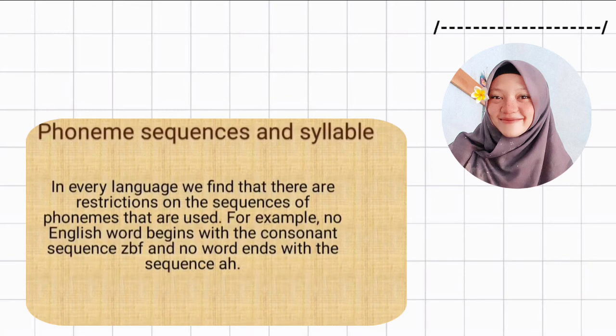Second, phoneme sequences and syllable structure. In every language, we find that there are restrictions on the sequences of phonemes that are used. For example, no English word begins with a certain consonant sequence such as ZBF, and no word ends with certain sequences. In phonology, we try to analyze what the restrictions and regularities are in a particular language, and it is usually found helpful to do this by studying the syllable of the language.